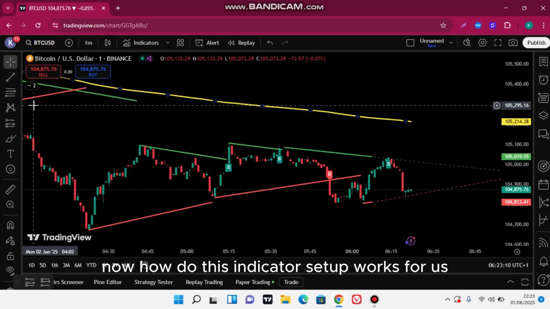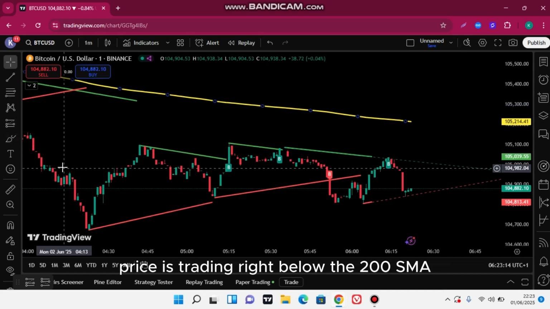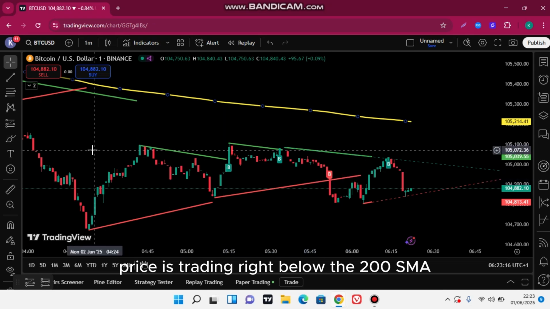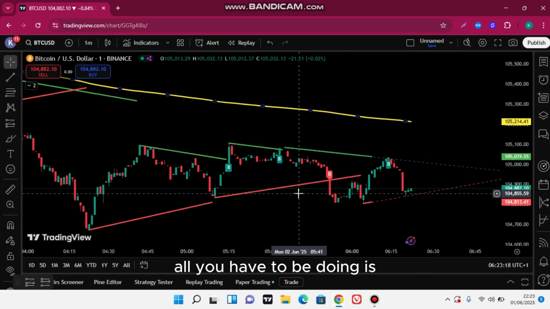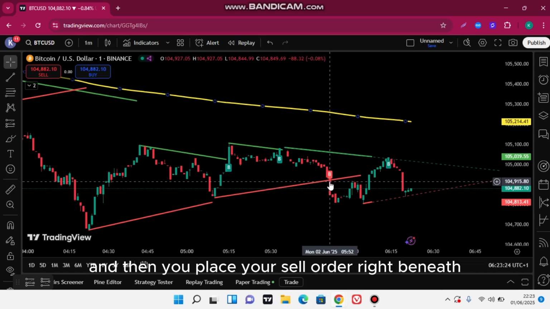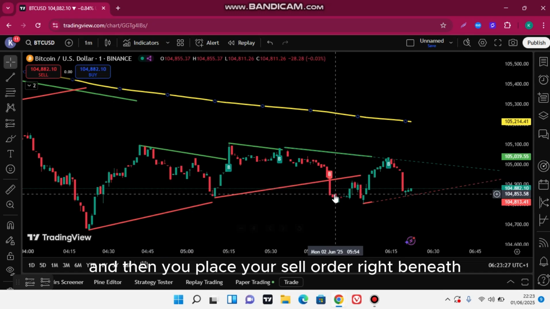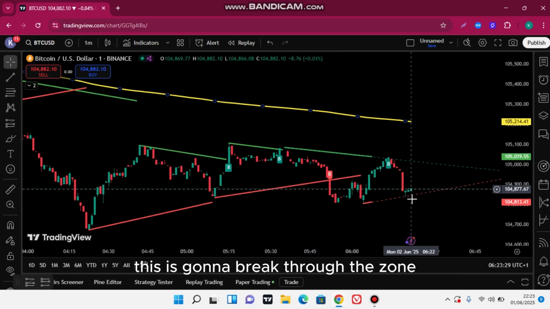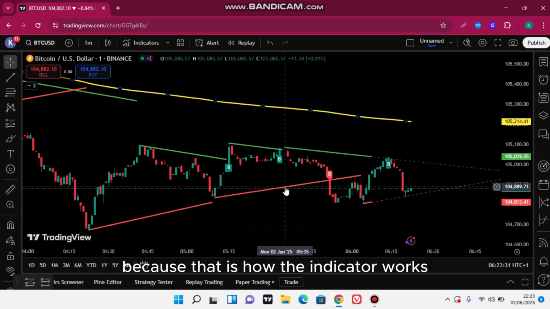Now, how does this indicator setup work for us? As you can see here, price is trading right below the 200 SMA. All you have to do is wait for a break in the support of the trend line like this, and then you place your sell order right beneath. As you can see here, this is going to break through the zone because that is how the indicator works.